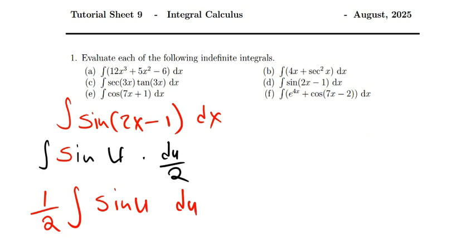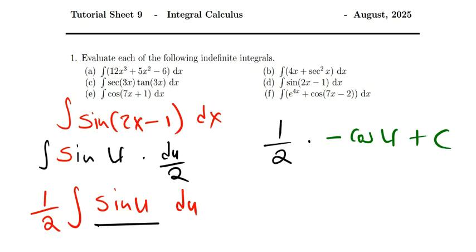integral that we know. So the integral of sine of u is going to be the negative of cosine of u plus constant c at the end, which if we distribute the half, it will be negative 1 over 2 cosine. Now our u, we know it was 2x minus 1 plus a constant c. That is our answer for D.